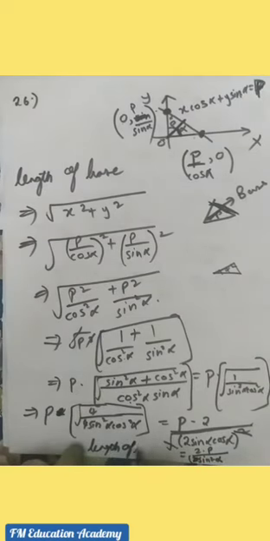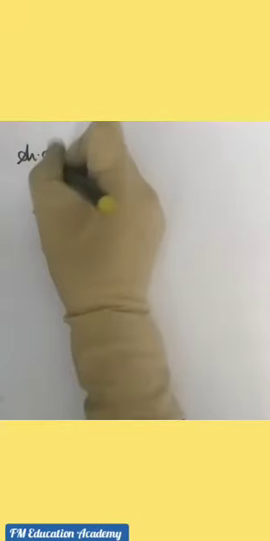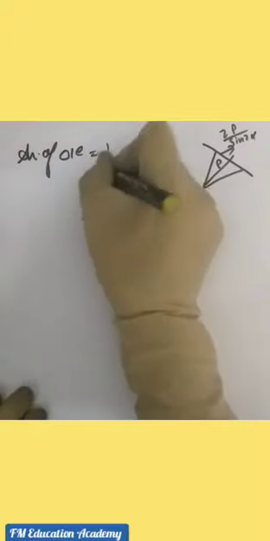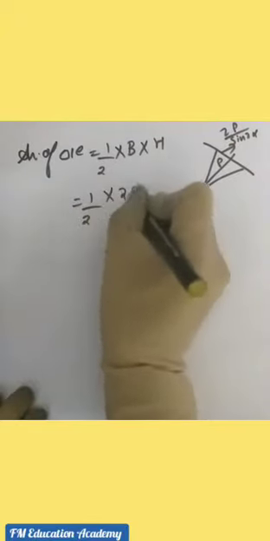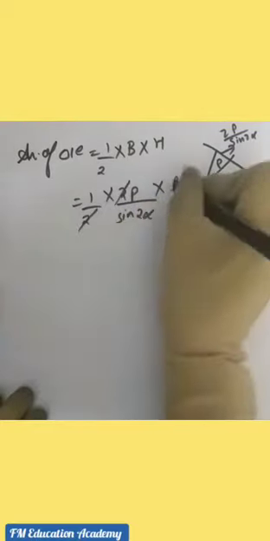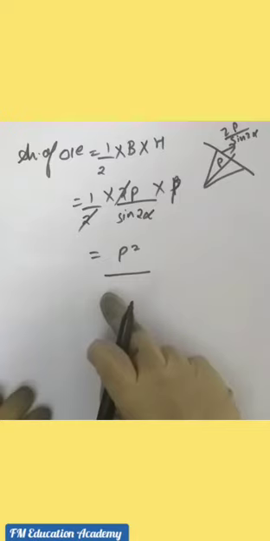Now we'll use this value of the length of the base, that is 2p by sin 2 alpha, in the area of triangle formula. Area of triangle is equal to half into base into height. We got the value of base as 2p by sin 2 alpha, and the height is given as p in the question. So half into 2p by sin 2 alpha into p, the 2 will get cancelled. P into p is p square by sin 2 alpha.